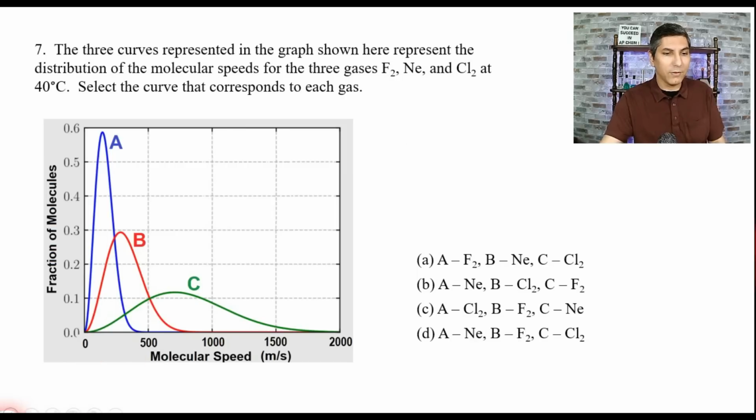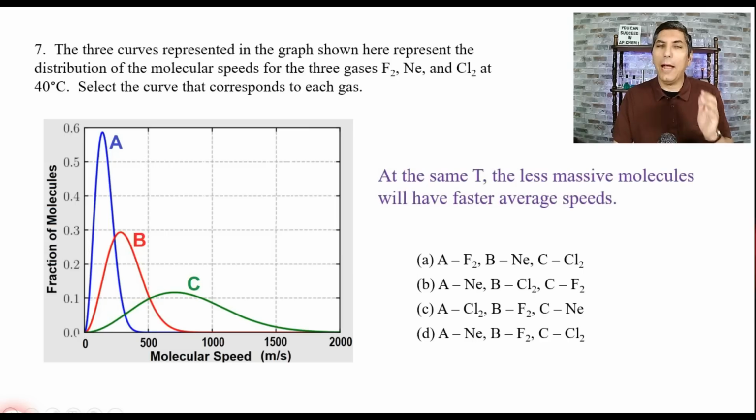Moving on to question 7, we have a Maxwell-Boltzmann distribution here, and we have 3 curves. It says the 3 curves represented in the graph shown here represent the distribution of the molecular speeds for the 3 gases fluorine, neon, and chlorine at 40 degrees Celsius. Select the curve that corresponds to each gas. Well, one thing we need to know about the speed of molecules is that if we're at the same temperature, the less massive molecules are going to move more quickly. They're going to have faster average speeds.